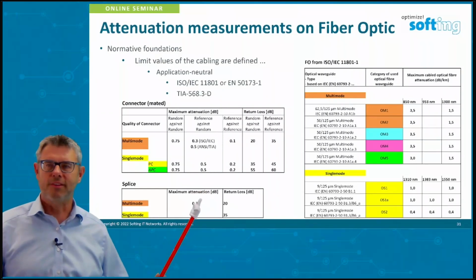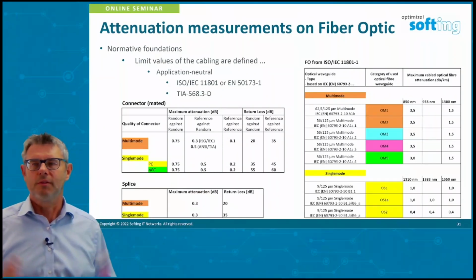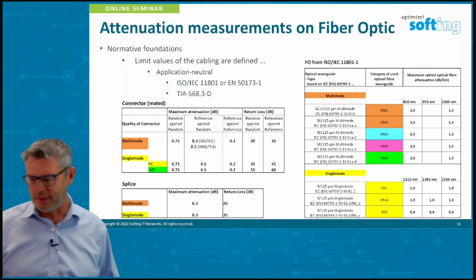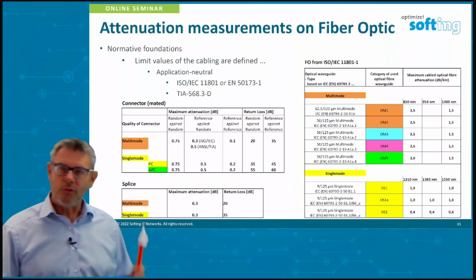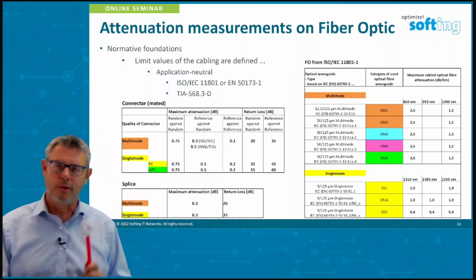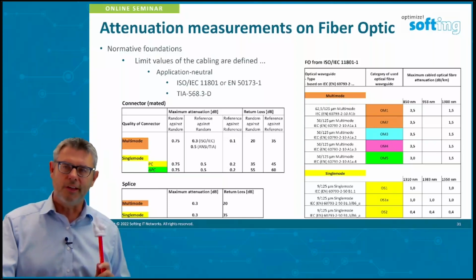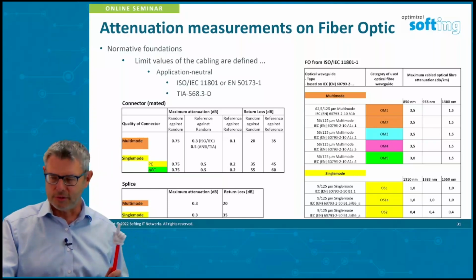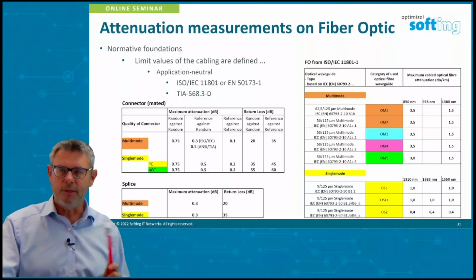If you have a splice, the splice is fixed to 0.3 of a dB, whatever it is, a fusion splice or a mechanical splice. That's one way to determine limits of a fiber optic cable. The second one is more related to the application, which will be used later on. So if you base your limits on the application, you take quite a different approach.